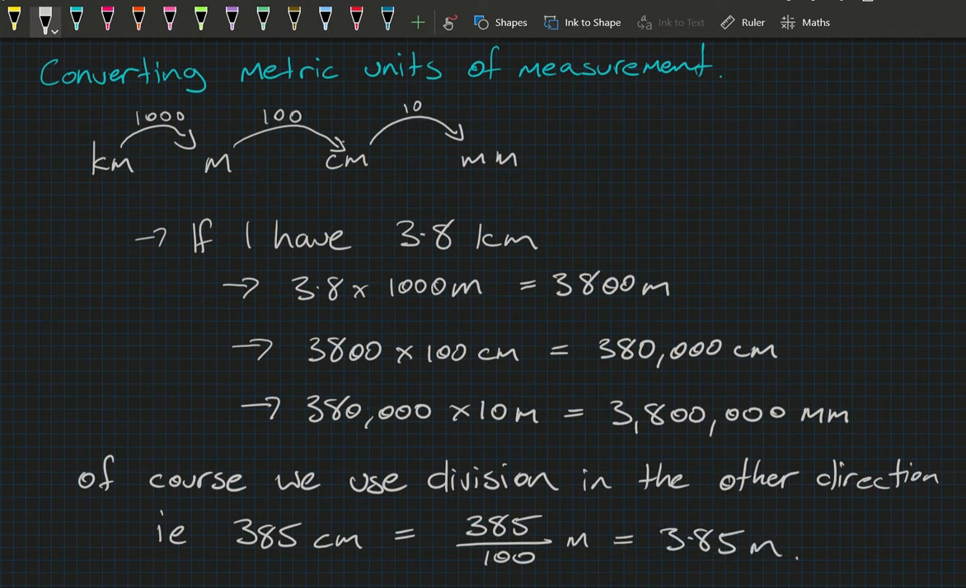So we better rewrite this diagram at the top here. So the amount of kilometres we have multiplies by 1,000 when we go to metres, and the same from metres to centimetres and centimetres to millimetres. And moving in the other direction, we need to do the opposite of multiplication, so that is division. If I divide the amount of millimetres I have by 10, it tells me how many centimetres I have. And the same with centimetres, I need to divide that by 100 to tell me how many metres I have. And divide metres by 1,000 to tell me how many kilometres I have.